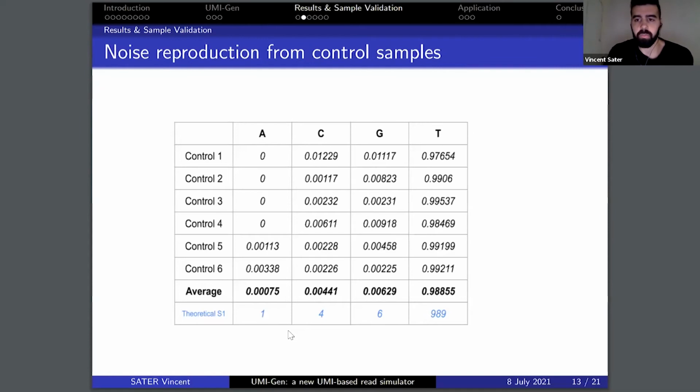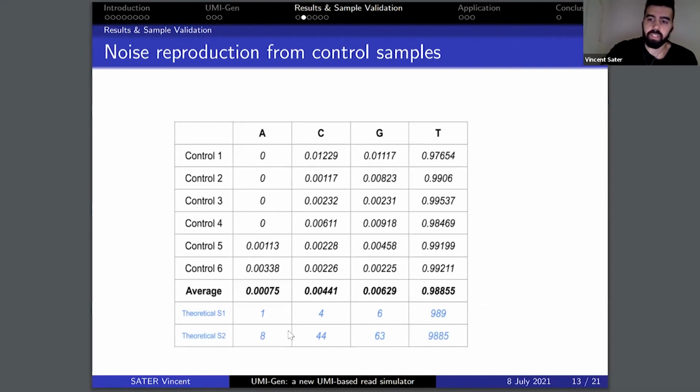For example, sample 1 has a depth of 1000x. Multiplying the probability of each base by the depth of the sample gives us the number of reads that should be presenting every base. So for sample 1, the noise at this position will correspond to 1 read for base A, 4 reads showing a C, 6 reads showing a G. On sample 2, the depth is 10,000x, which leaves us with 8 reads for A, 44 reads for C, and 63 reads for G.